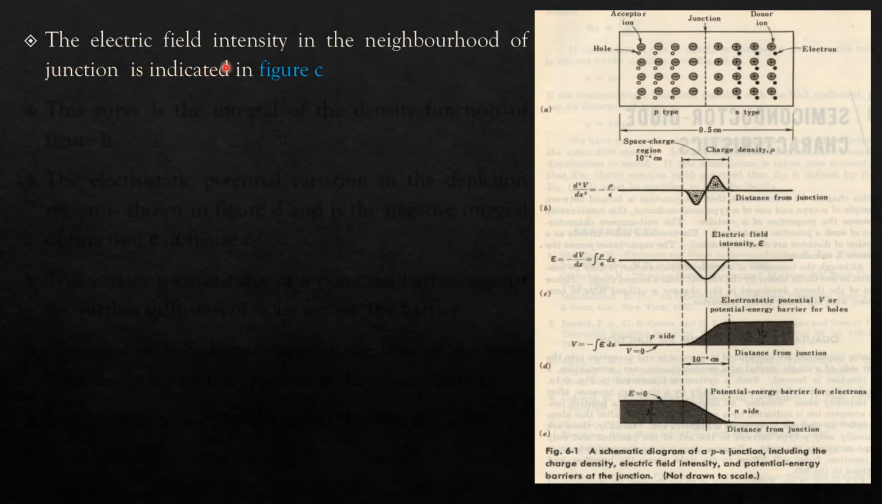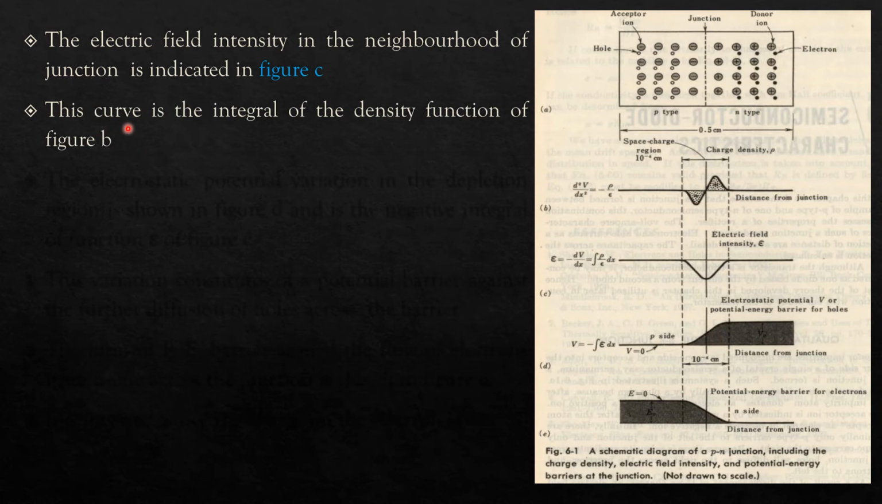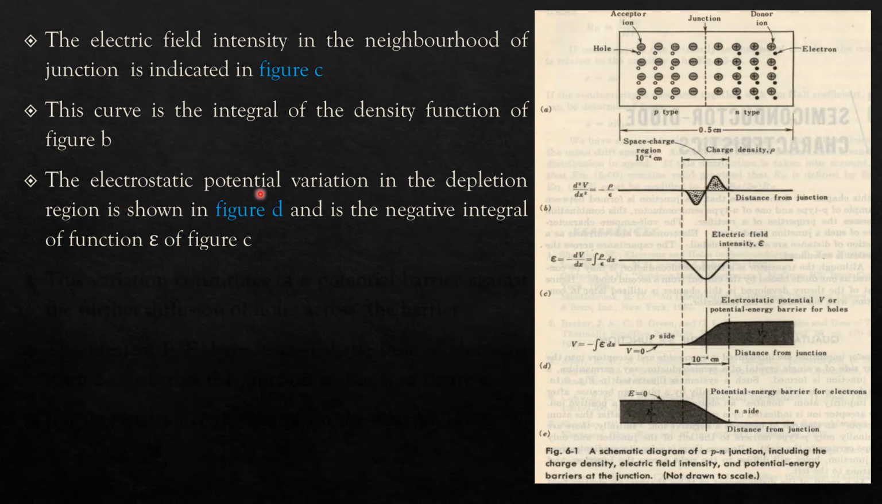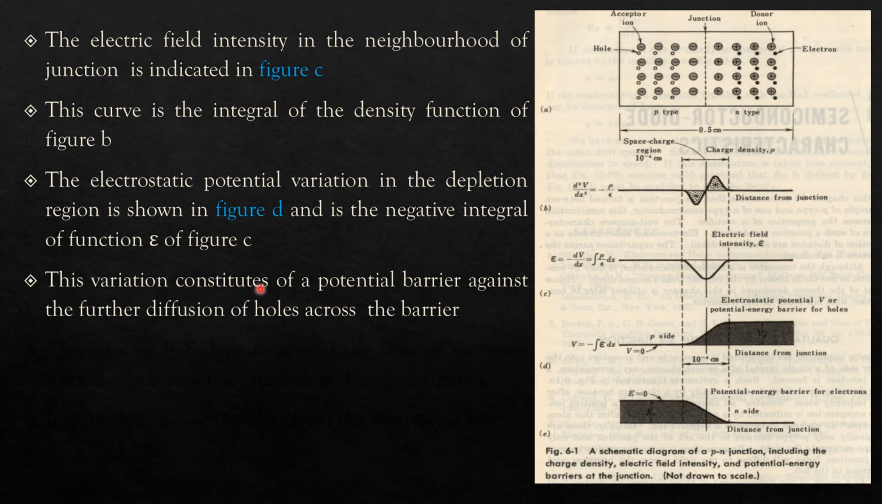The electric field intensity in the neighborhood of the junction is indicated in figure C. This is figure C. This curve is the integral of the density function of figure B. The electrostatic potential variation in the depletion region is shown in figure D and is the negative integral of function E of figure C. This variation constitutes a potential barrier against the further diffusion of holes across the barrier. So the holes will see a barrier when they go from the P side to the N side.